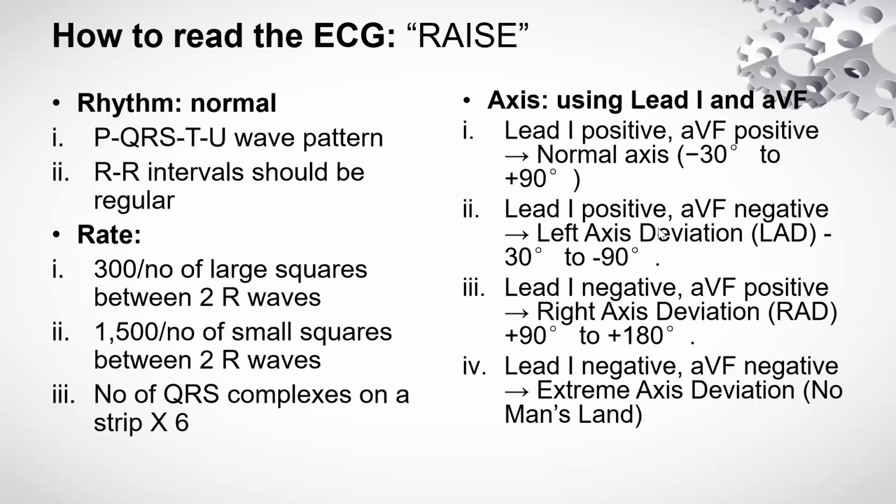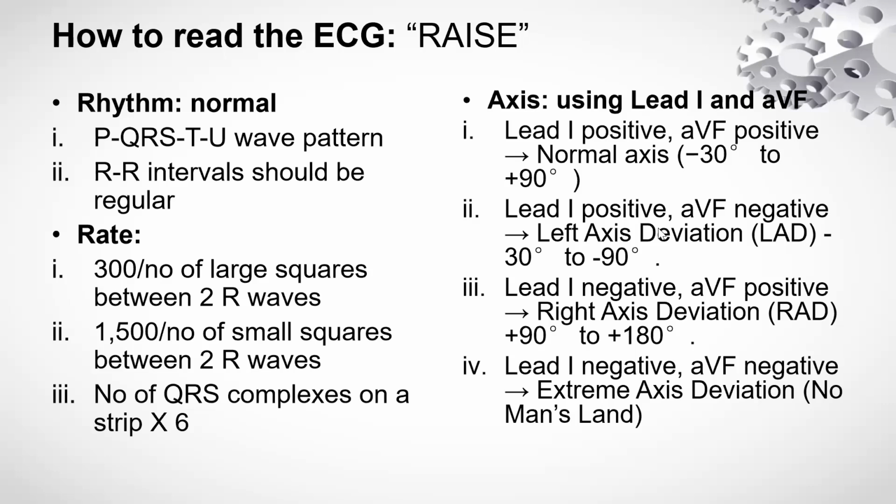That's the first way to know that this rhythm is normal. Every P wave is followed by a QRS complex. Number two, you want to look at the RR intervals. They should be regular. The RR intervals should be regular.